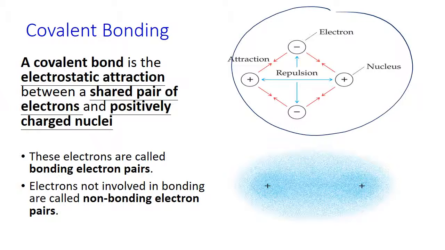Okay, and you can see that here by looking at the charge density. You can see there's lots of positive charge density in the nuclei, and that spreads out. Now these electrons are called the bonding electron pairs, okay, and these are the electrons actually involved in the sharing between the two nuclei, and electrons not involved in bonding are called non-bonding electron pairs. Kind of makes sense because they're not involved in bonding.